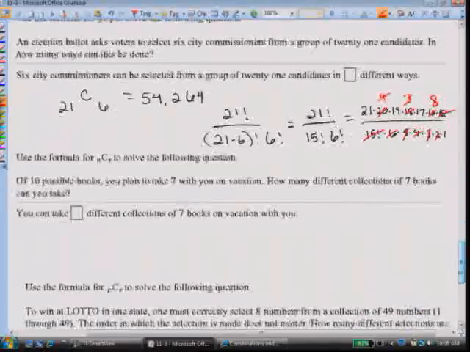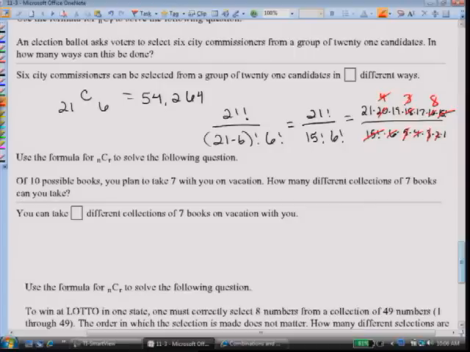Okay, of 10 possible books, you plan to take 7 with you on vacation. How many different collections of books can you take? Notice that order doesn't matter. You just take 7 books and put them into your bag. So you're going to do 10 combinations, and you have 7 that you're going to choose.